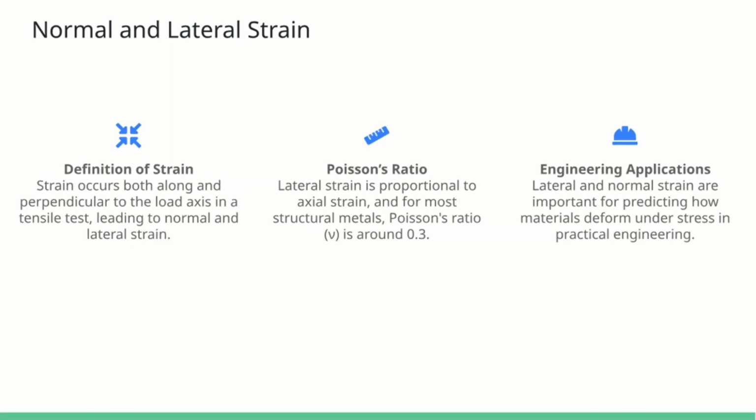So, normal and lateral strain. Strain occurs both along and perpendicular to the load axis under tensile stress, leading to normal and lateral strain. Meaning that when you stretch the load using the universal testing machine, the UTM machine, which I'm sure is available in all engineering schools throughout the world, you stretch it and you see the strain perpendicular to the load axis. You can see the axial and the lateral strain.